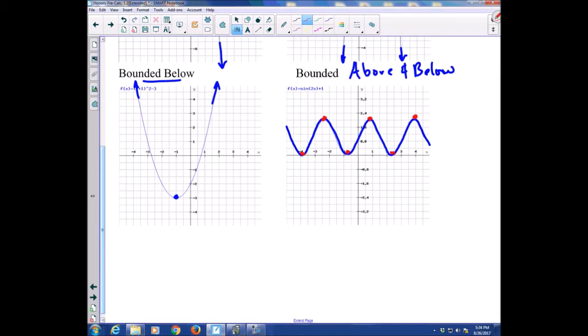So it achieves its absolute max with each peak of the wave and its absolute min with each valley of the wave. And in general, right here, since it's just continually oscillating between its max and its min, it never gets to positive infinity, so it's bounded above. It never gets to negative infinity because it's bounded below, so that means that it's just plain bounded.